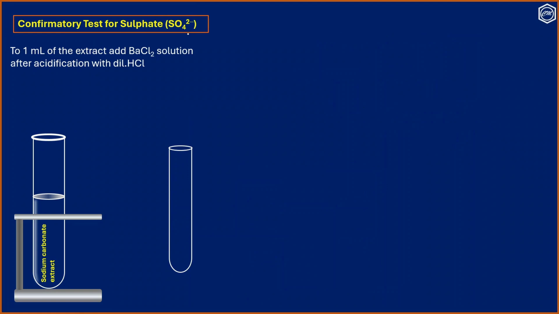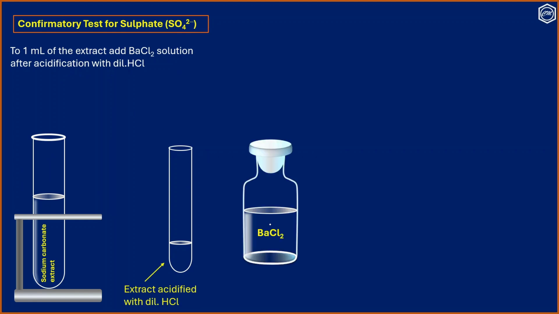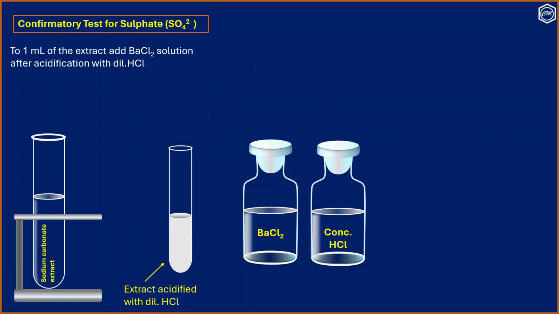One more radical we have to consider, that is sulfate. And to 1 ml of the extract, we add barium chloride solution after acidification with dilute HCl. So this is barium chloride solution. We add barium chloride solution drop by drop. A white precipitate is formed. So sodium sulfate plus barium chloride gives barium sulfate, and barium sulfate is the white precipitate.